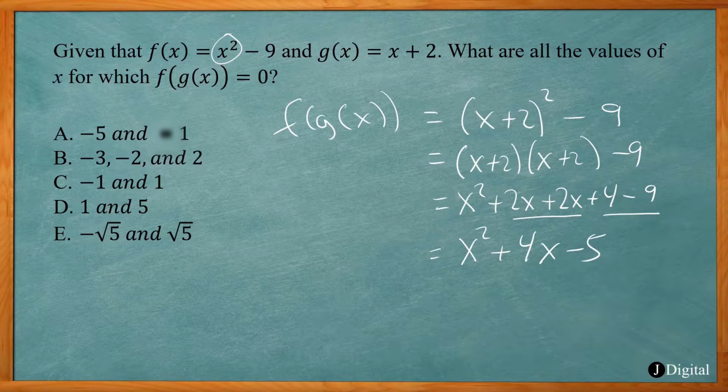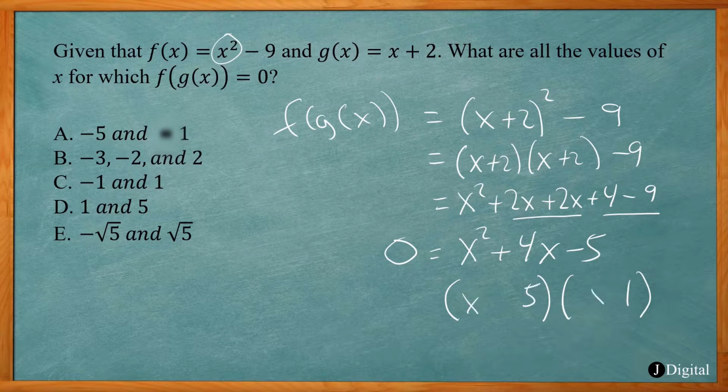We want to find x when this equals 0, so we put 0 over here. We just have a quadratic, we just need to factor it. Put two numbers, multiply, give you negative 5, and add up to 4. So that's going to be 5 and 1. We're going to do plus 5 and minus 1. 5 minus 1 is 4. 5 times 1 is the 5.